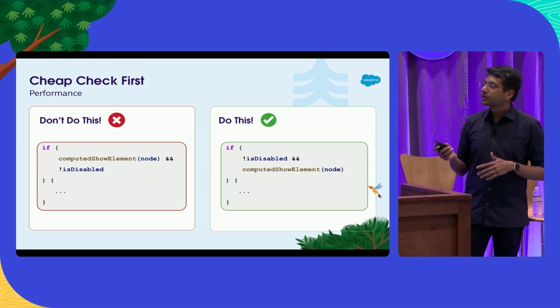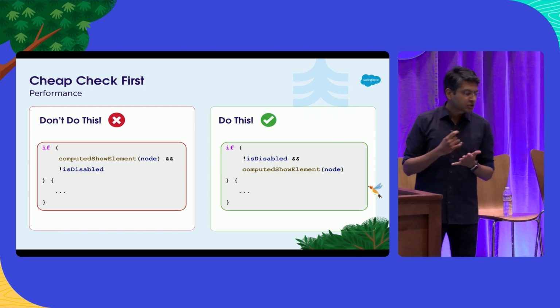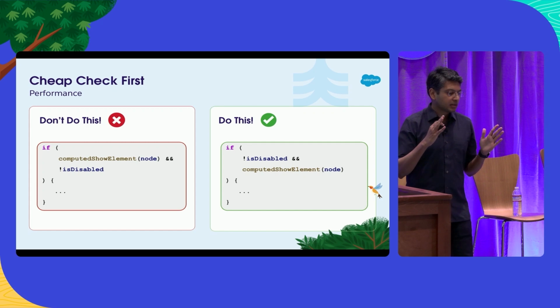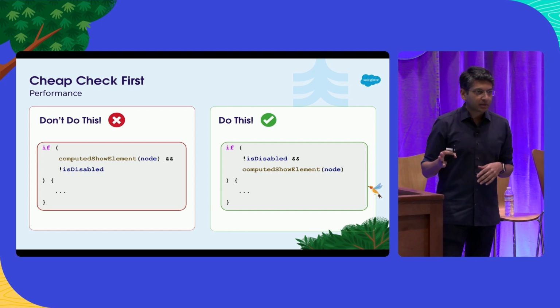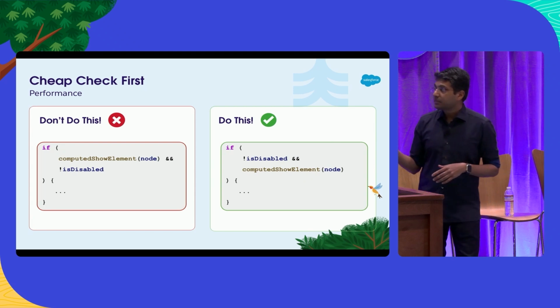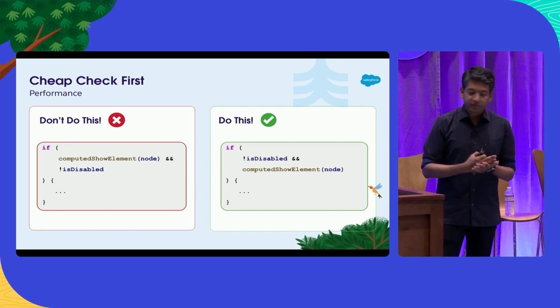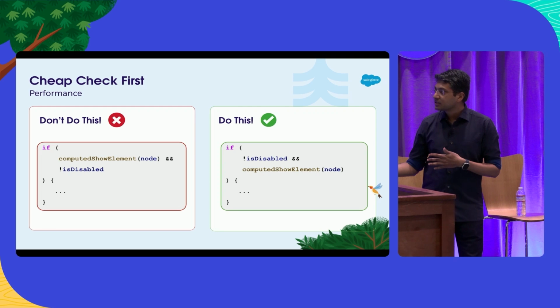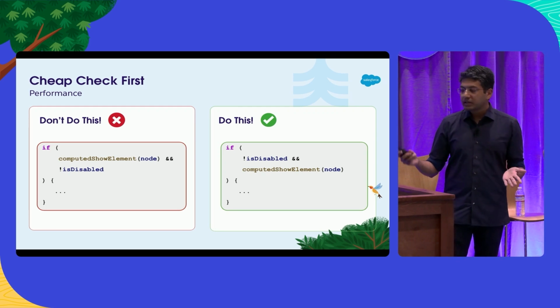So in our example here, we have an if condition which is evaluating two things. computedShowElement, which, for argument's sake, let's say is a complex operation, and isDisabled, which is a simple Boolean variable. In our example here, we want to do our cheap check first, which means we want to evaluate our Boolean first. That way, if it fails, we can fail fast, and we can avoid having to do the complex check altogether, right? Easy.